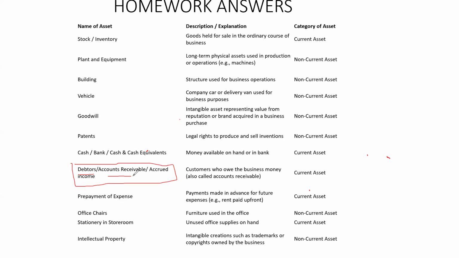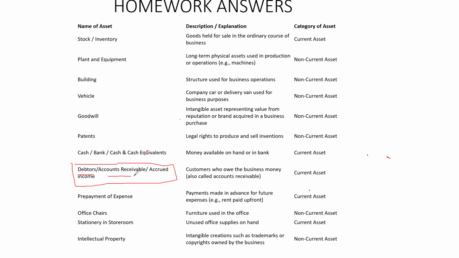Why? Because we expect that this person will pay us the money within the next 12 months, because most accounts are usually 30 days or 60 days or 90 days. So it's a short-term asset, which we call a current asset. So under current assets, you are going to find these accounts receivable. You are going to find cash, physical cash, or money in the bank. That's another current asset. You are also going to find stock, the clothes that you are selling at Mr Price.